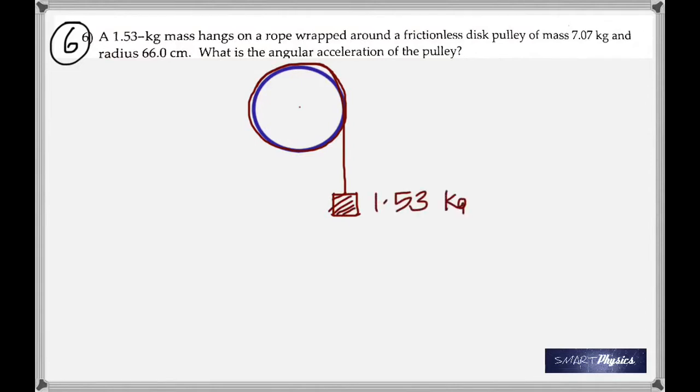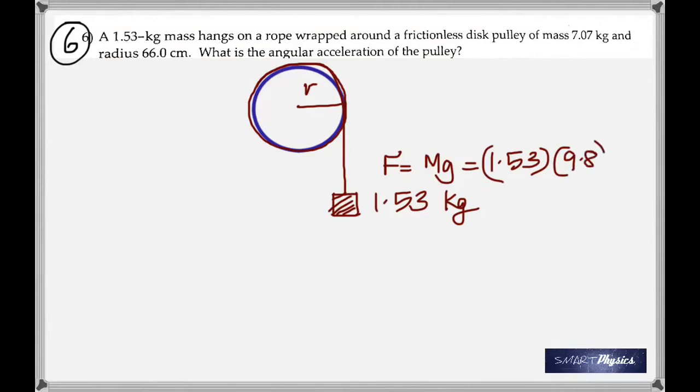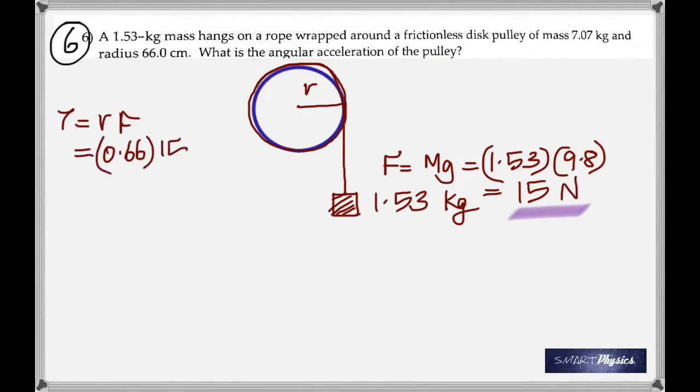The mass is 1.53 kilograms. The radius is given, and you see that the force due to the mass is its weight, which is mg. So 1.53 times 9.8, which is 15 Newton, and then the torque is R times F. The radius is 66, which is 0.66 meters, times 15 Newton, which we got, gives us the torque as 9.9 meter Newton.